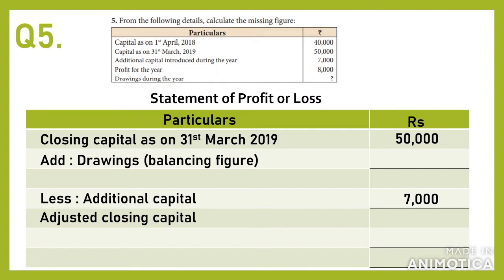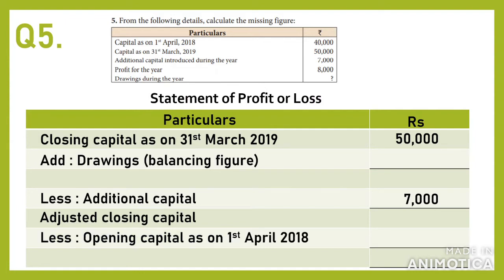What we get will be the adjusted closing capital, but again we don't have the amount here, so just leave it blank. And from this we have to reduce the opening capital as on 1st April 2018, which in this case is 40,000. So this gives us profit for the year, which is 8,000. Now you need to work back. 40,000 is the opening capital. Profit for the year is 8, which means how much is going to be my adjusted capital? Can you make a quick guess?